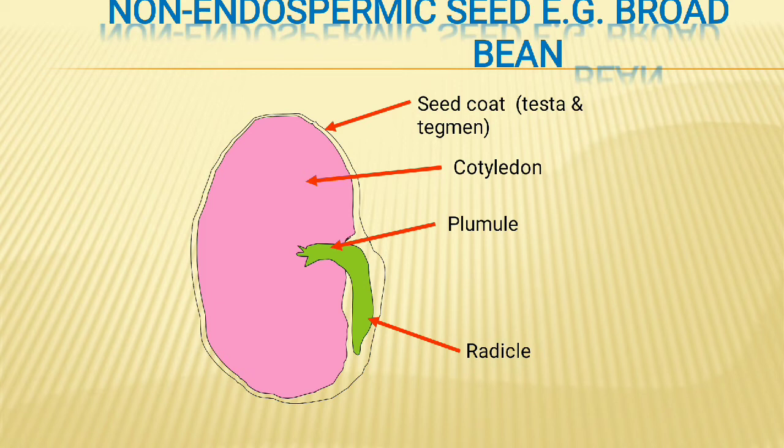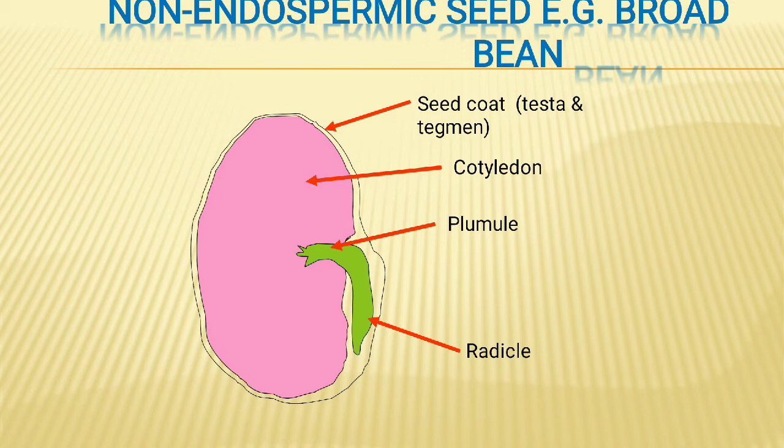One more interesting thing: they ask what is testa and tegmen. In front of seed coat, within the bracket, I have written testa and tegmen. While drawing the structure of the ovule, we drew two integument layers, outer integument layer and inner integument layer, right? Both integuments will form the seed coats, outer seed coat and inner seed coat.